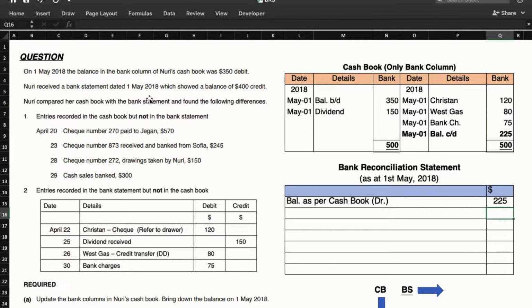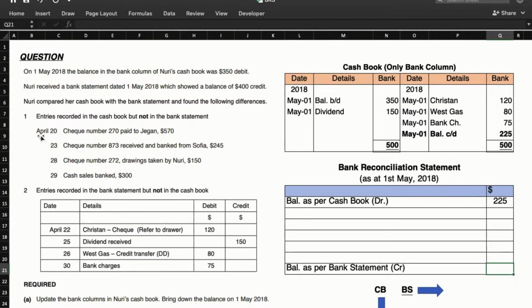Now my target is to reach the balance as per bank statement, and that is $400. So that should be my target. Balance as per bank statement, and it is a credit balance. It's already given here, $400 credit balance. So here I should get the answer $400. To prepare this bank reconciliation statement, I will consider only those transactions which were already entered in the cash book but not in the bank statement. So only those transactions will be considered here.